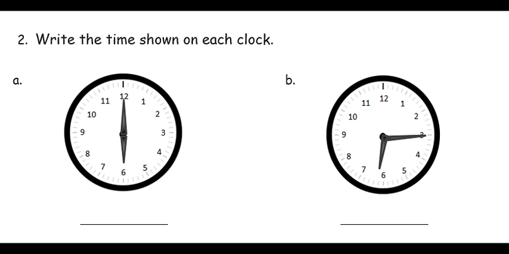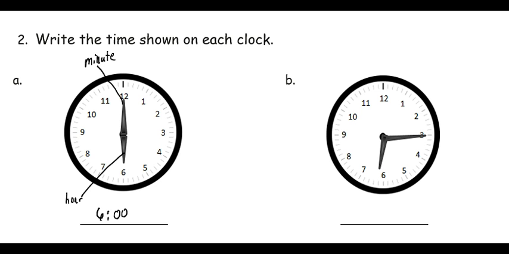4 quarters would be the same thing as 2 halves. In the next section, we're going to write the time shown on our clocks. Well, first, as a reminder, the longer hand on our clock is the minute hand, and the shorter hand on the clock is the hour hand. So the shorter hand tells us the hour, the minute hand tells us how many minutes past the hour it is. And you can see on this clock, it is exactly 6 o'clock because the minute hand is still pointing at the 12 and the hour hand is on the 6. So this is 6 o'clock.